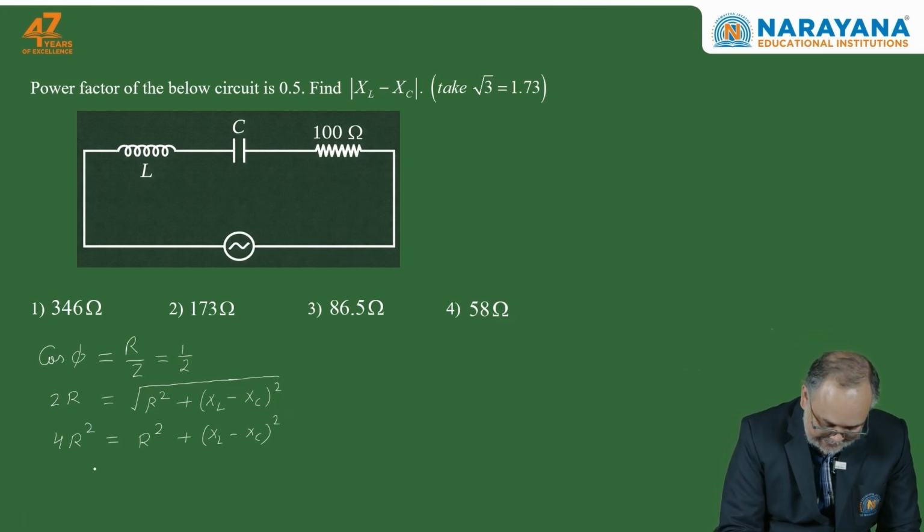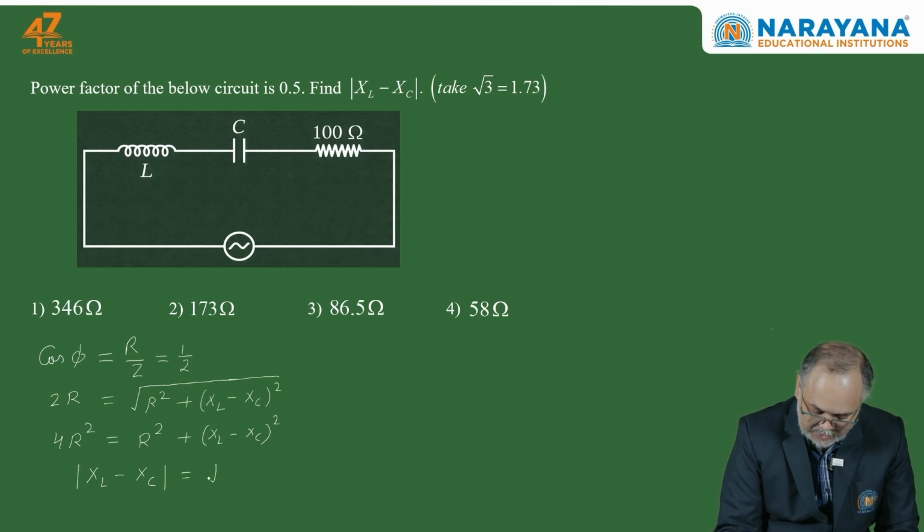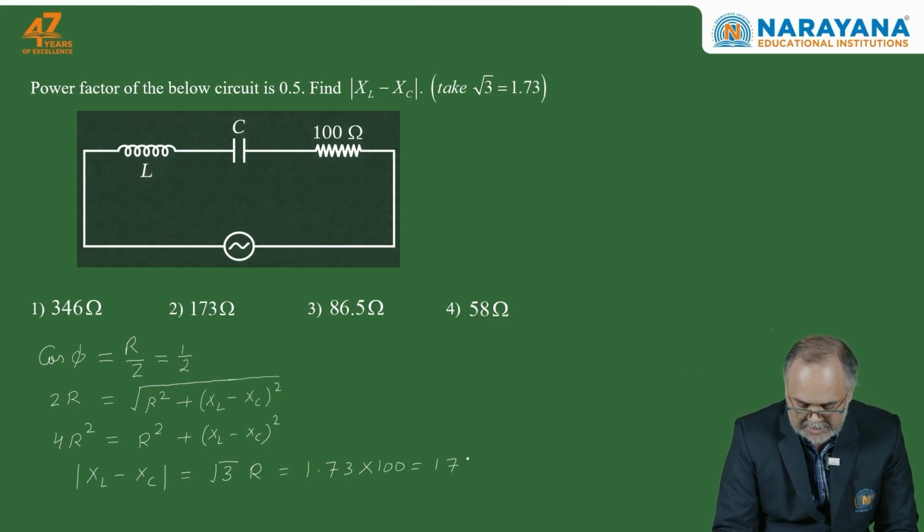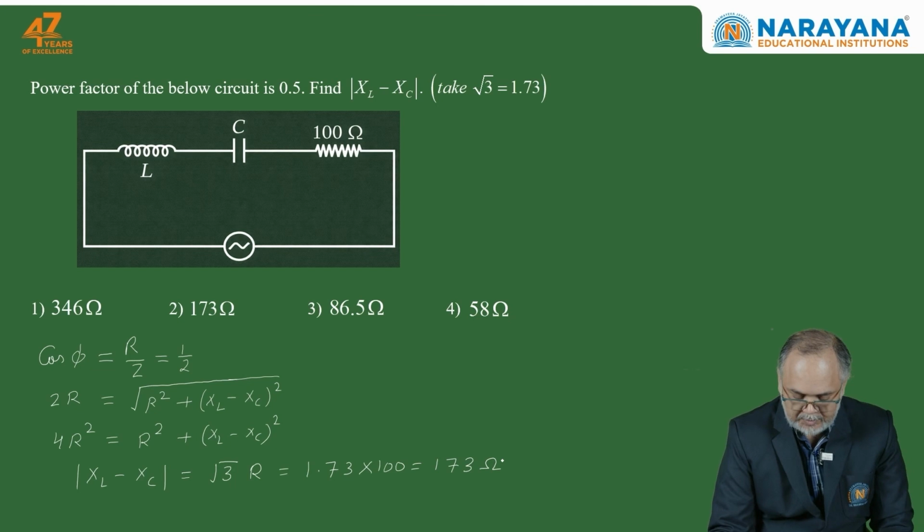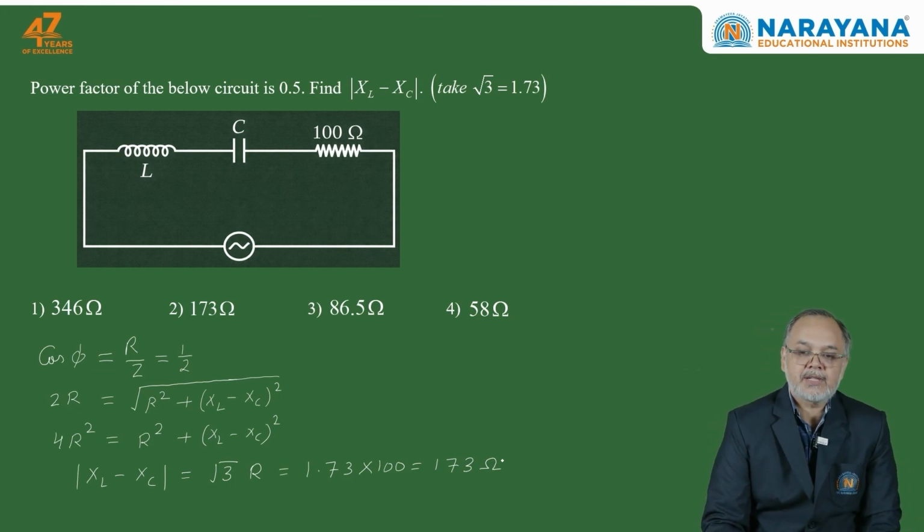So |XL minus XC| we can write is equal to root 3 R. Given that root 3 is 1.73, into the R value, which is 100, we can say this is equal to 173 ohms. So option 2 is the correct answer for this problem.